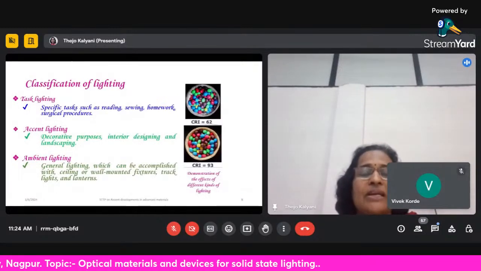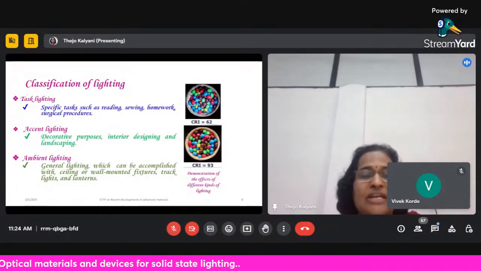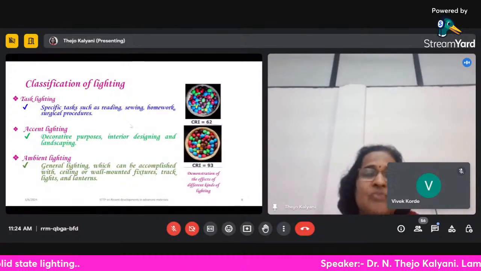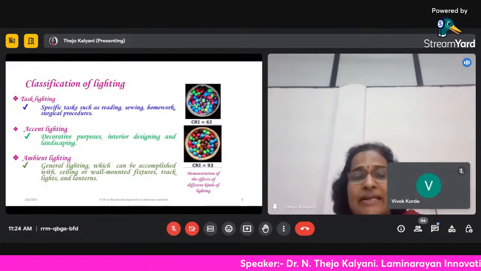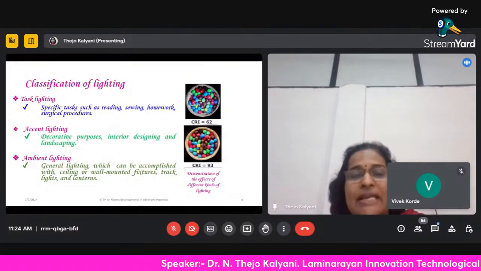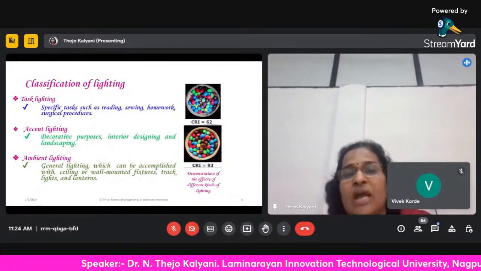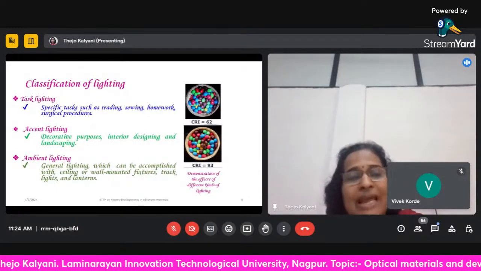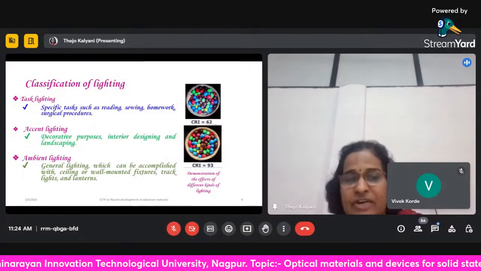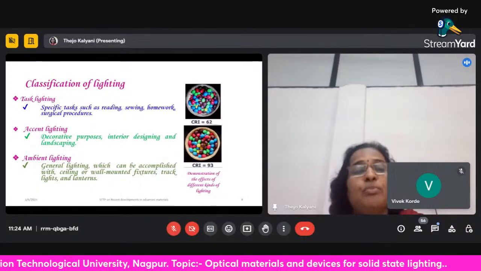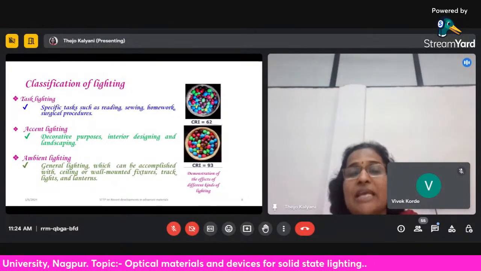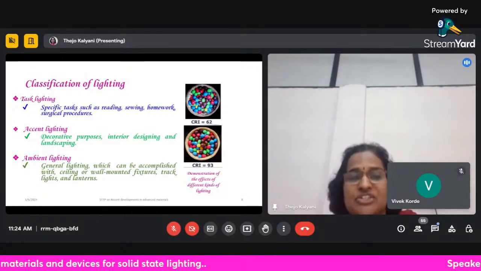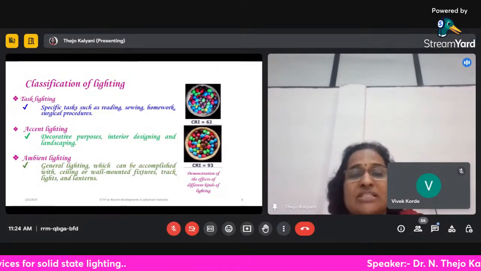We can classify lighting into three different categories. The first is task lighting. Suppose we are using lighting to perform certain tasks like reading, sewing clothes, doing homework, or even surgical procedures; the lighting we use would be totally different. These are used only to perform certain important tasks where we want to do things very keenly. That lighting is known as task lighting.